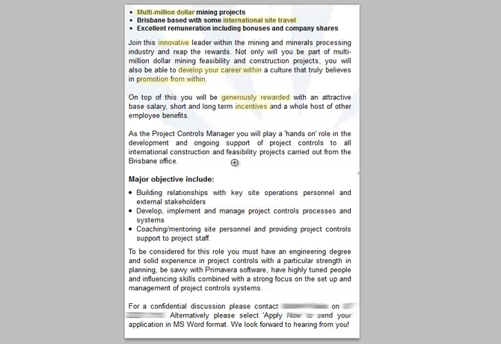Alright, so there's a little bit here about the position now. You can look here and it says, as the project controls manager, you'll play a hands-on role. That means you won't be managing from afar, you'll be getting in and getting your hands dirty. In the development and ongoing support of project controls to all international construction and feasibility projects carried out from the Brisbane office. You need to be Queensland based and you need to be willing to get your hands dirty. Major objectives include building relationships with both internal and external stakeholders.